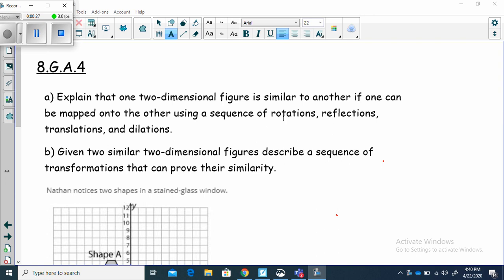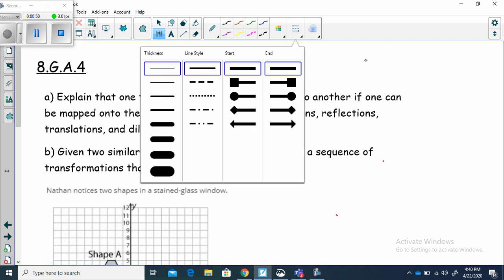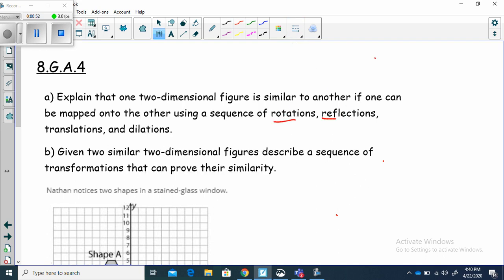First off, we know that rotations, reflections, and translations, let me underline them for you so we understand what we're talking about, are all congruence transformations. Whenever we are doing those, we're going to create a figure that is exactly like another. The two figures would be congruent.